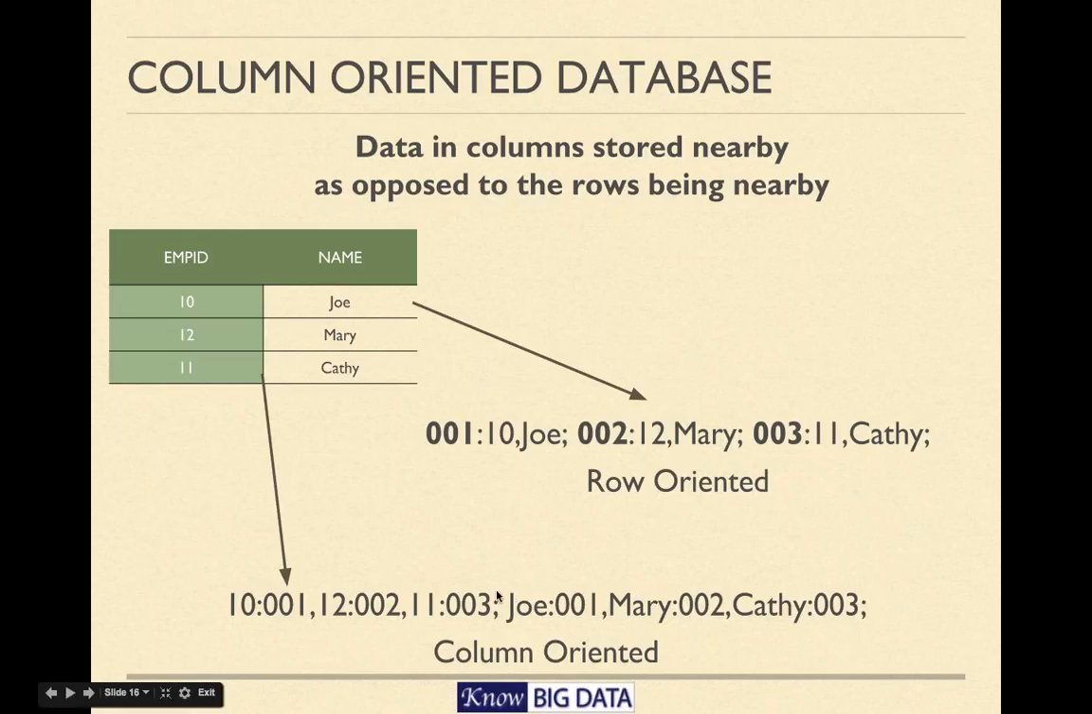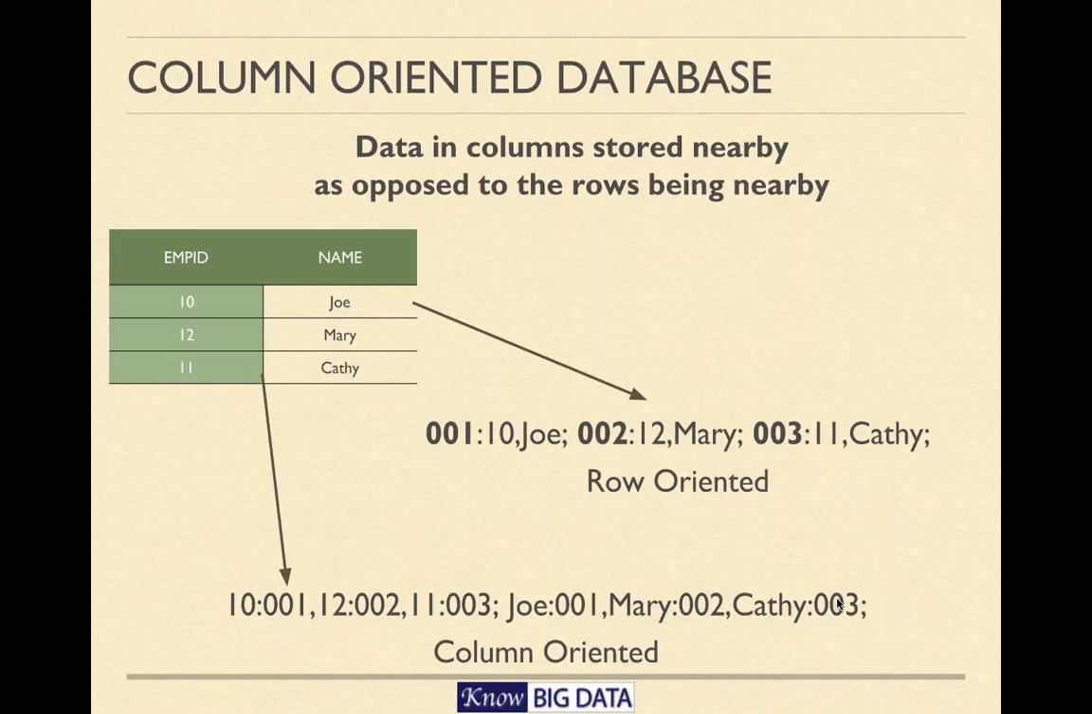The second way is you first store the first column. That means you store 10, 12, 11. Then you store Joe, Mary, Kathy in the file. This could be another way of storing. The first one is called row-oriented databases, and the second one is called column-oriented databases. Why is it useful, and why does it make sense to have a column-oriented database?